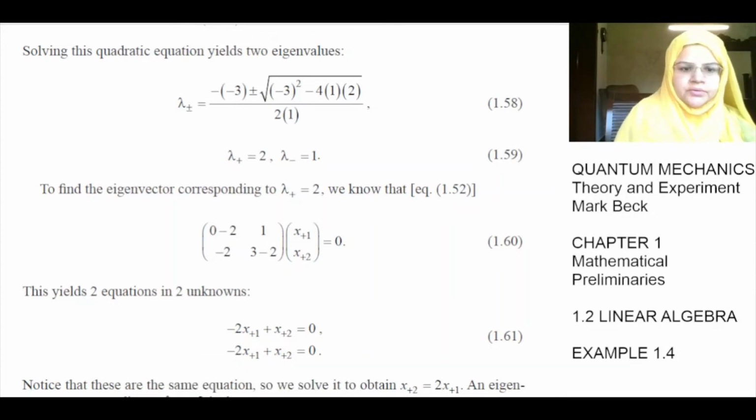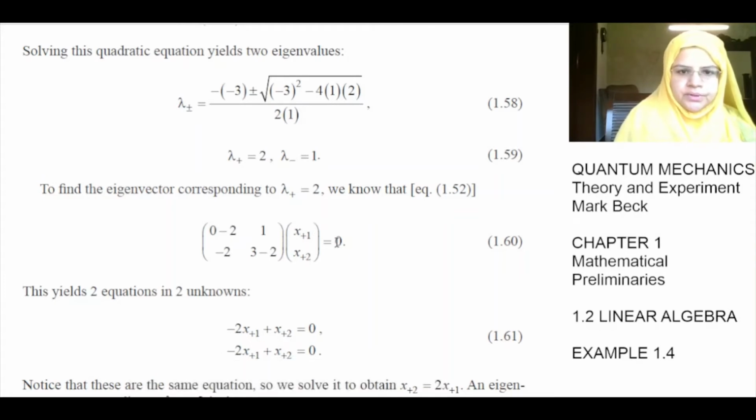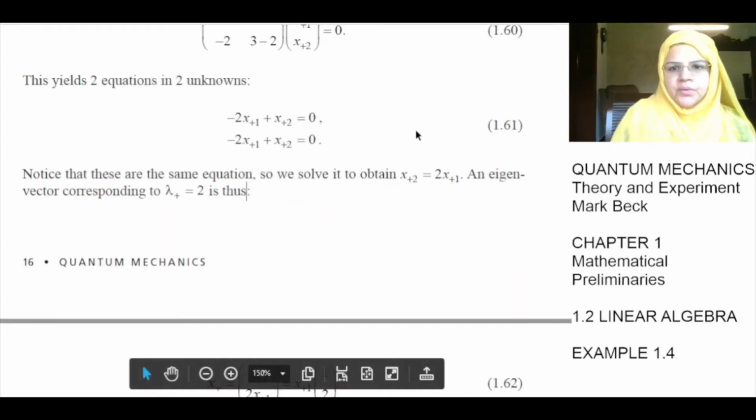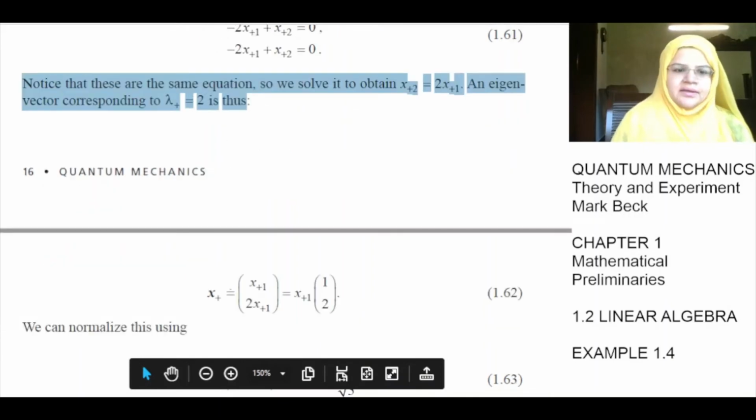We will carry out the matrix multiplication with the vector and we will get minus 2 x plus 1 plus 1 x plus 2 is equal to 0. The second equation would be minus 2 x plus 1 plus 1 x plus 2 is equal to 0. Both the equations in equation 1.61 give us the result that x plus 2 is equal to 2x plus 1. Notice that these are the same equations, so we solve it to obtain x plus 2 is equal to 2x plus 1.